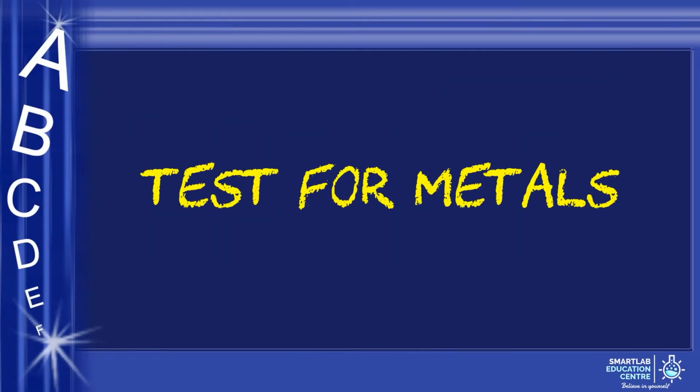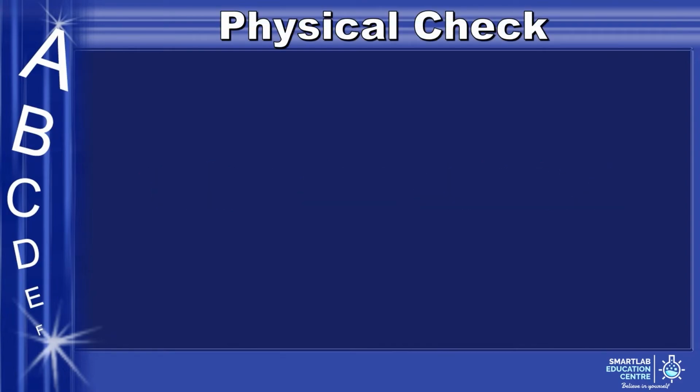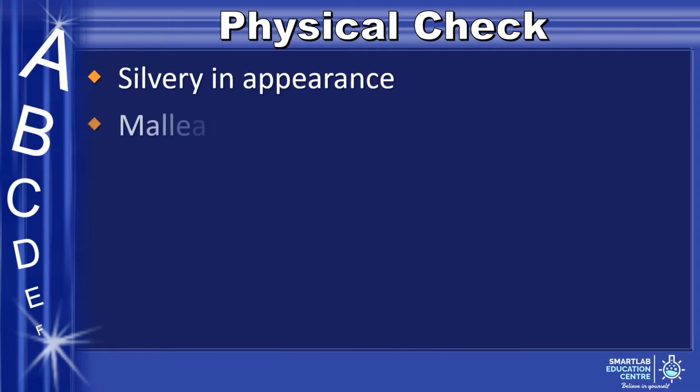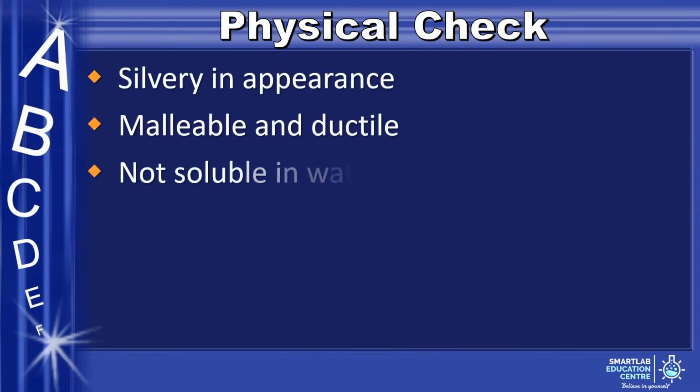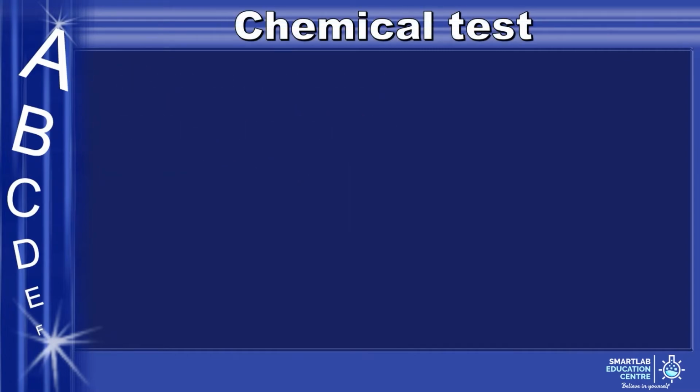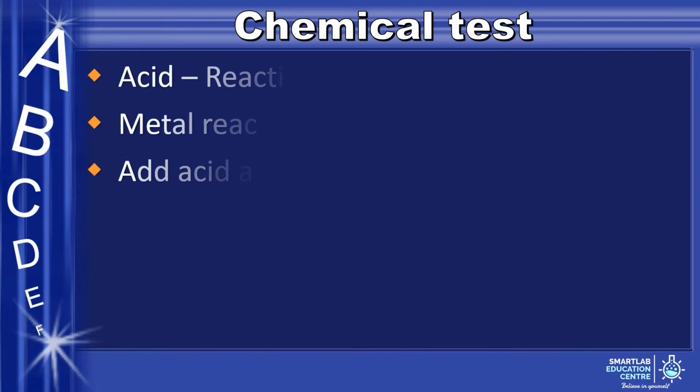Test for metals. Some physical checks for metals are that they are silvery in appearance, malleable and ductile, and not soluble in water. The chemical test for metals is to add an acid to it and test for hydrogen, showing the presence of metals.